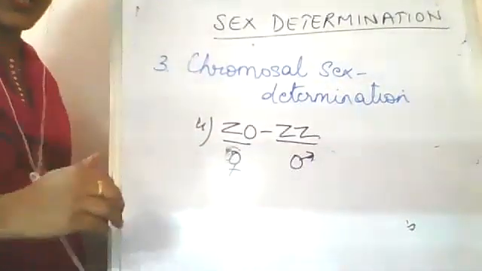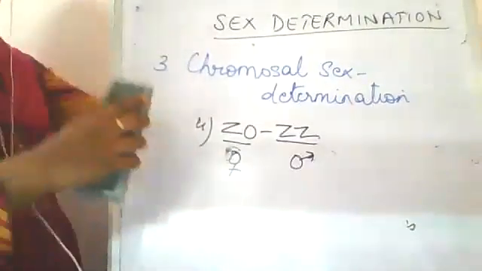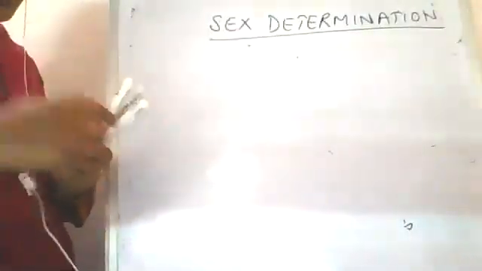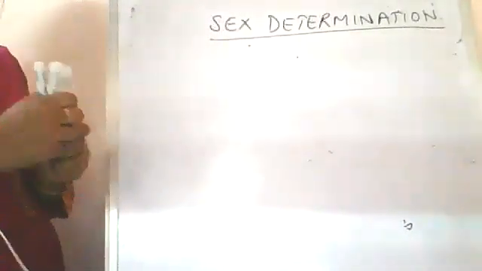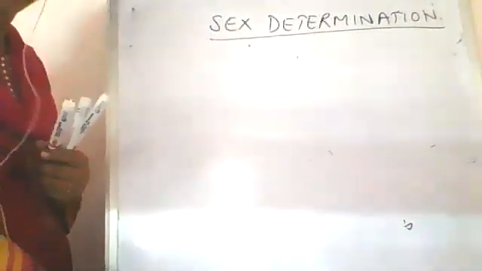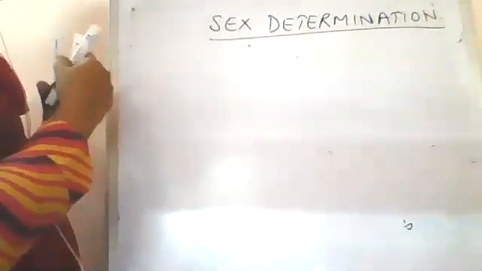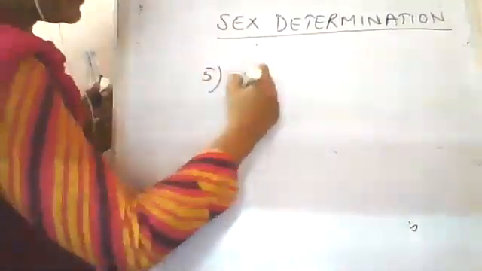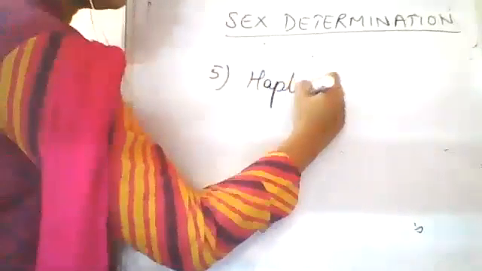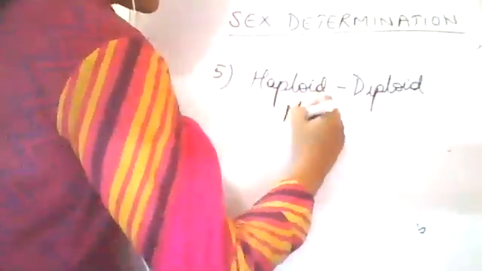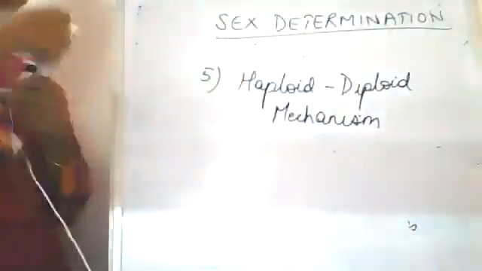Okay, after this we come to the last type of sex determination, that is the fourth type. After chromosomal, one more type remains, that is known as the haploid diploid mechanism, or we can club it under chromosomal types only. Let's club it up under chromosomal types only.